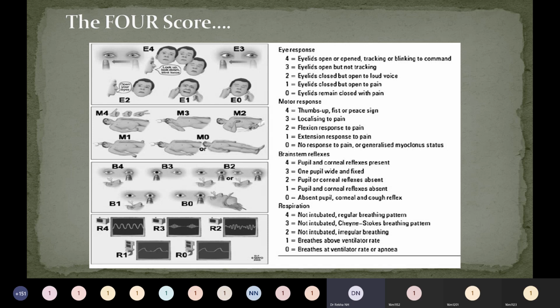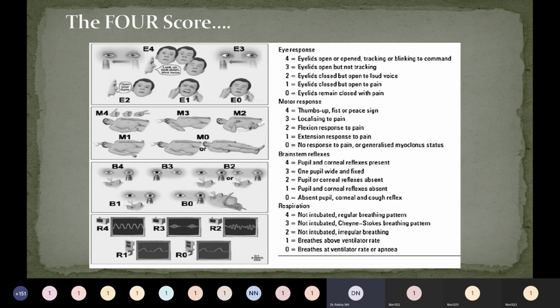So here E4, E3, E2, E1, E0. Again, the eye response: the eyelids are open, tracking, or blinking to commands. That is the maximum, that is the normal one. The eyes are open and following, tracking our commands. Three is eyelids open but not tracking. Two is eyelids closed but opening to voice. One is closed, opening to a painful stimulus. Zero is closed, and even with pain they will not respond.